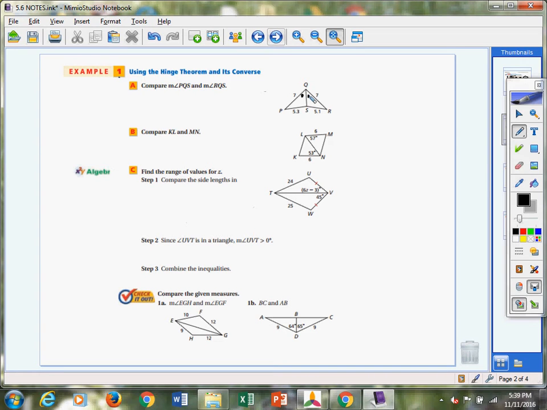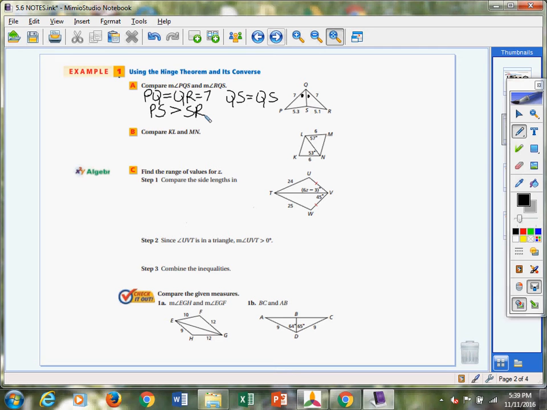So we can clearly see PQ is equal to QR, because both of them are equal to 7. And we know that QS is equal to itself. And then we know that PS is bigger than SR. We can see that. PS is 5.3, 5.3 is bigger than 5.1. So we can see that, okay? They only gave us side lengths, no angle information. So we're going to use the converse to show a relationship between those two angles that they asked us about.